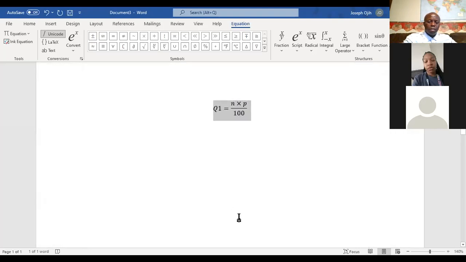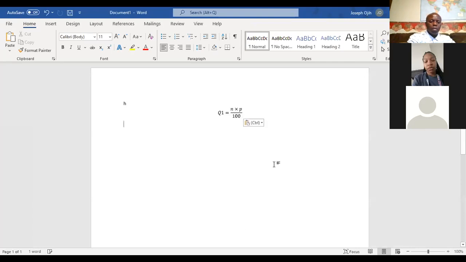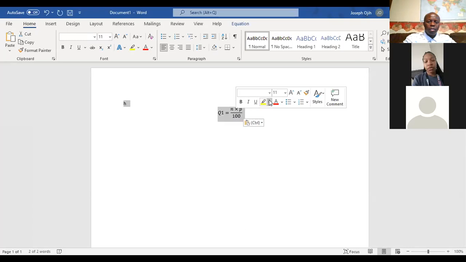Let's say n times p. Copy it. I'll paste it in our workbook. You can see it. I don't know why it's just not getting bigger. Okay, right there.